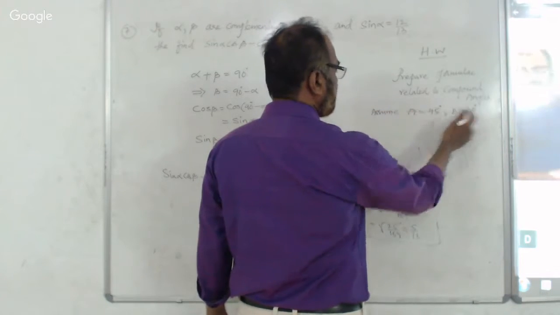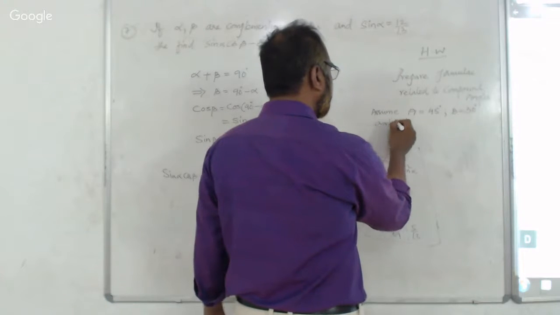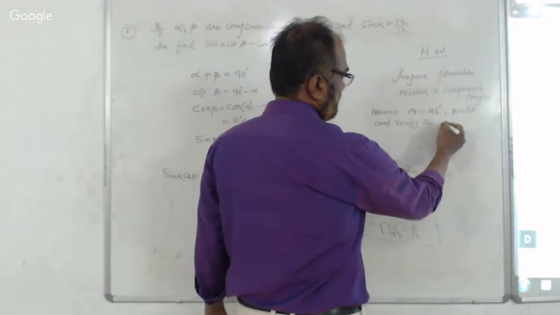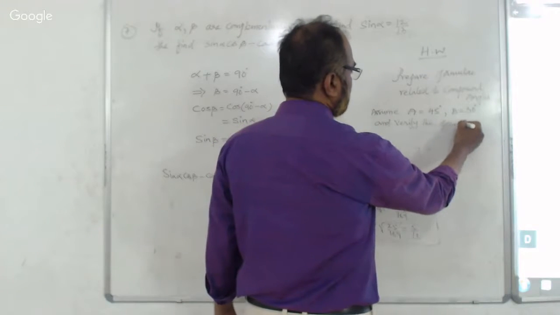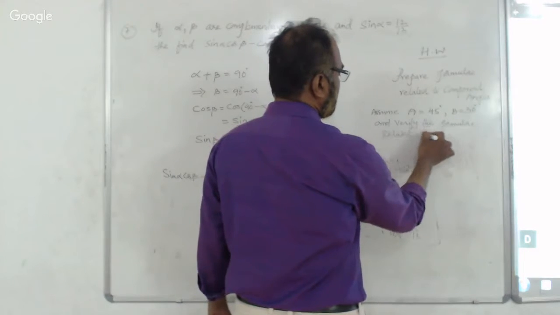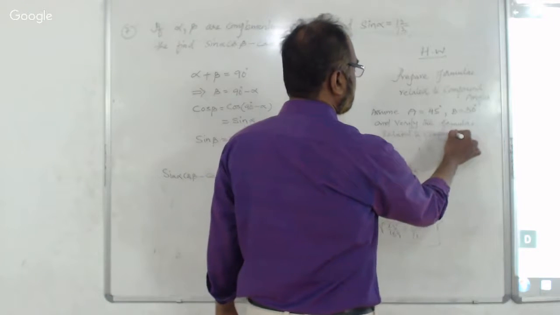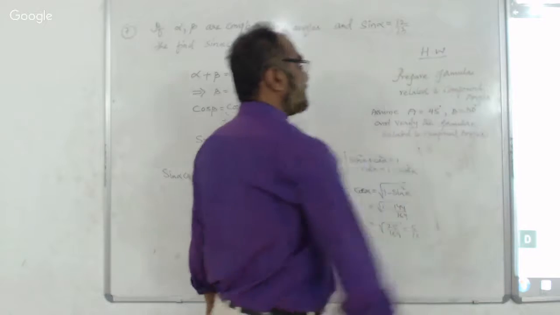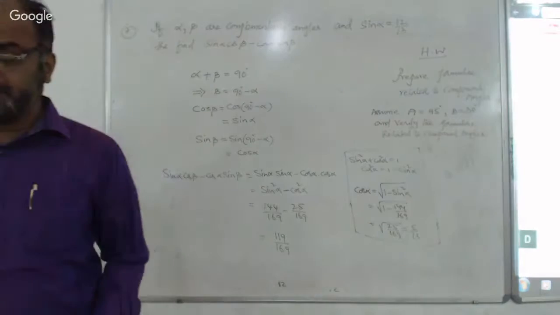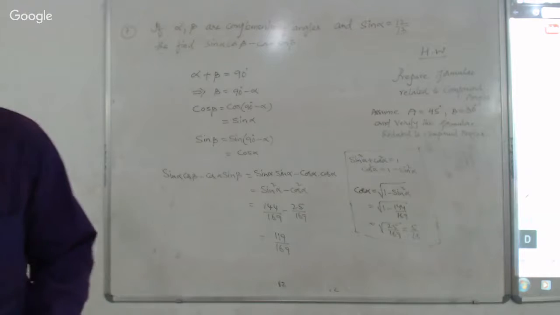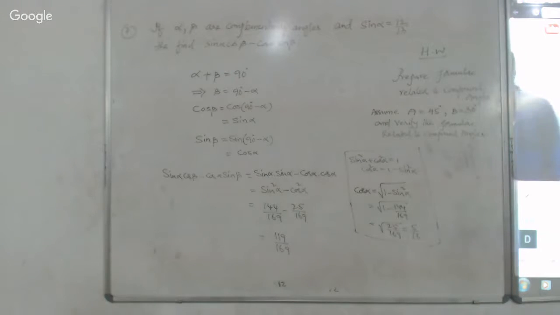Assume A is 45, B is 30, and verify the formulae related to compound angles. That's your homework. You must take A as 45, B as 30 and verify the results. That's all for today.